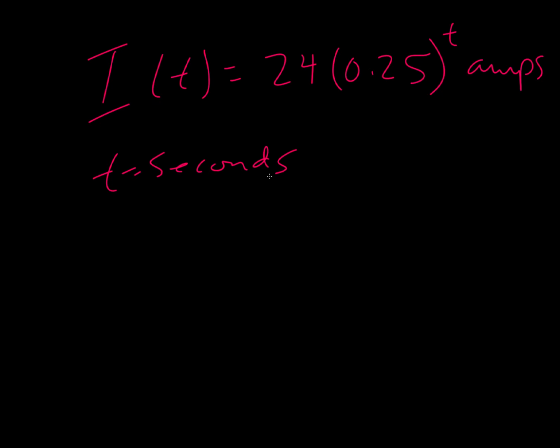After the power is cut. Okay, so part A, we want to find I of T for T equals 0, 1, 2, and 3. Okay, so we're just going to plug in a 0, we're going to plug in a 1, we're going to plug in, etc.